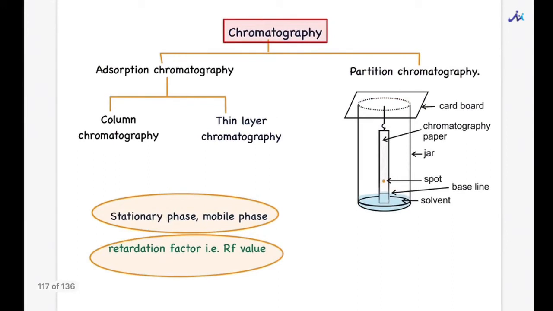Next topic is chromatography, which is a class among separation techniques. In this topic, methods such as adsorption and partition chromatography are to be discussed. Components in the chromatography techniques such as stationary phase, mobile phase, and terms related to chromatography such as retardation or retention factor and retention time are to be studied.